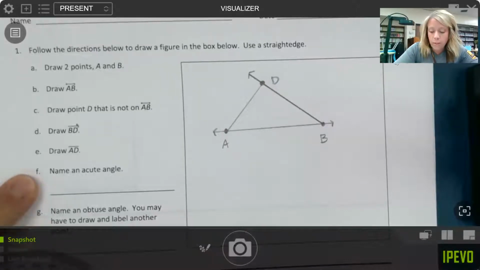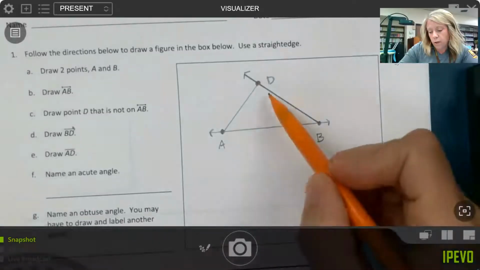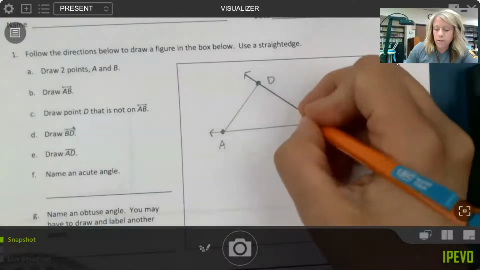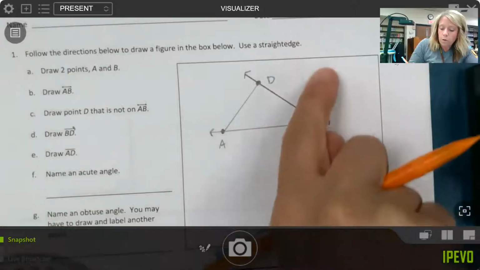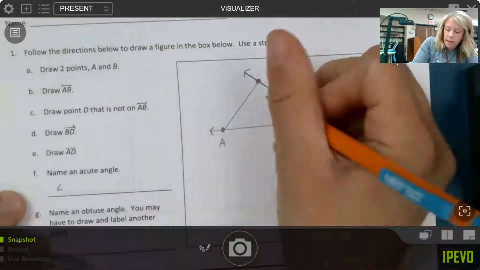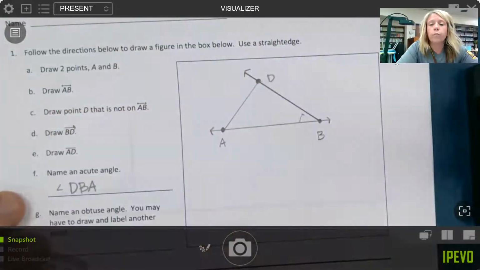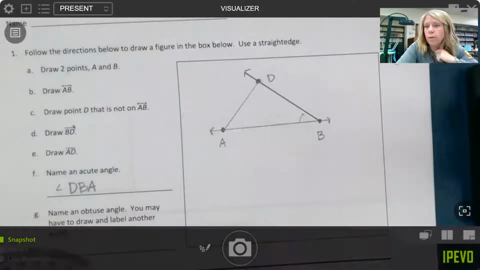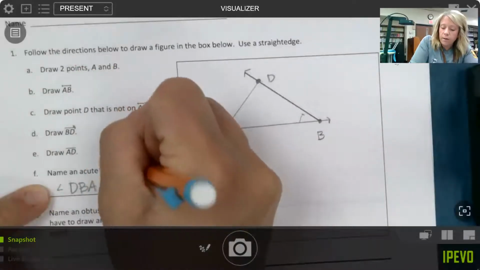Now I have to use my points to name an acute angle. I know that an acute angle is smaller than 90, so as I look here, this angle right here is definitely smaller than 90 because 90 would be that L shape. So an acute angle would be angle DBA. And remember, angles are named using 3 points. This is not the only answer. It really depends on your picture. But if you're not sure, I would take your protractor and measure the angle that you have here and make sure it is less than 90 degrees.